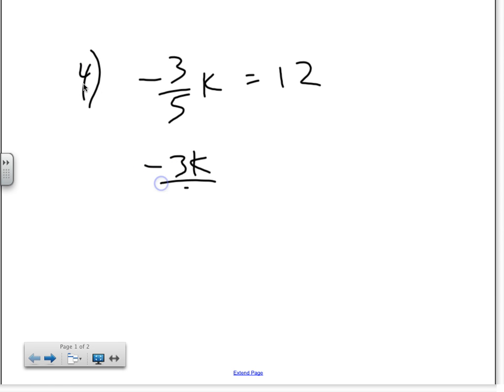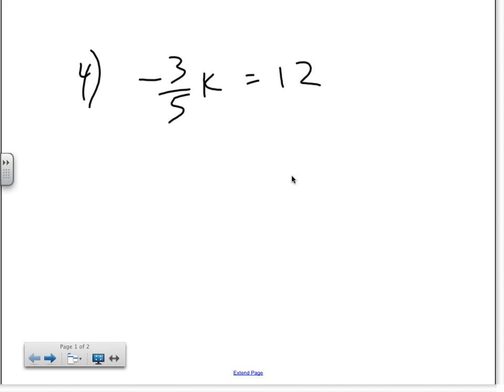I have -3/5 times k equals 12. Now, I've shown you several ways to do this problem. Actually, we have three ways to do this. First way, reciprocal. We talked about reciprocal, right? Second way, cross multiply, because we can write it like this. Is that true? Then we can cross multiply. But honestly speaking, I love the third way. Do you know what the third way is?